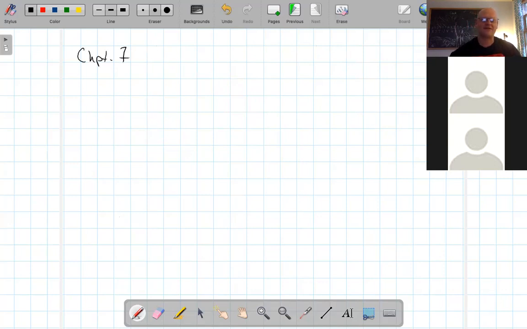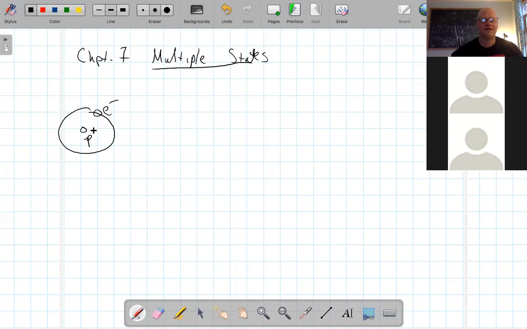Okay. So chapter 7, we're going to start looking at multiple states. Basically, what we want to look at is what happens if I have a state created from two other states. For example, let's say we're looking at the hydrogen atom, where I have a proton and I have an electron. How do I describe this state, which is actually two separate particles, each with their own different state vectors?